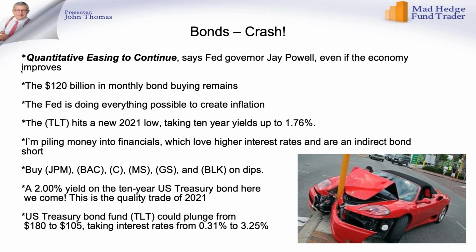I'm piling into financials, which love higher interest rates and are an indirect bond short. All the big banks just announced record earnings off the back of huge stock trading profits, so you want to buy all the financials on dips. 2% yield on the 10-year Treasury will happen sometime this year. This is the quality trade of 2021. U.S. Treasury bond fund, the TLT, could plunge from 180 a year ago to 105 next year, making it one of the greatest shorts in history.